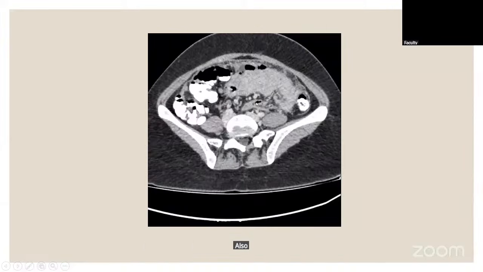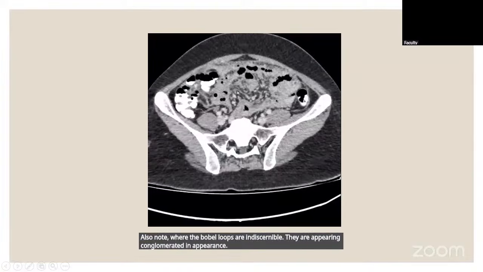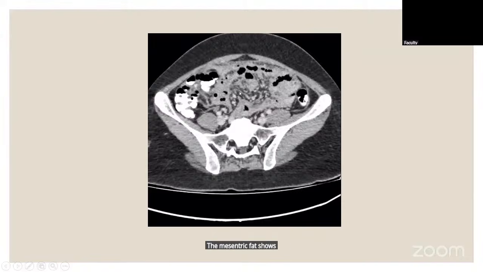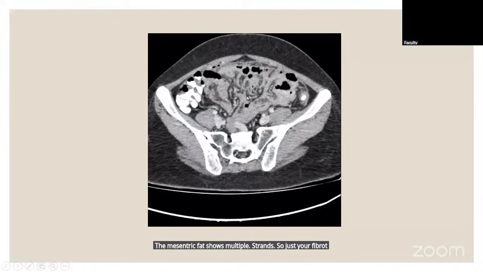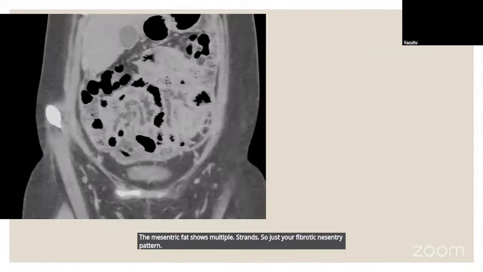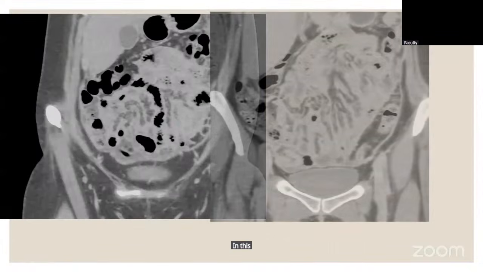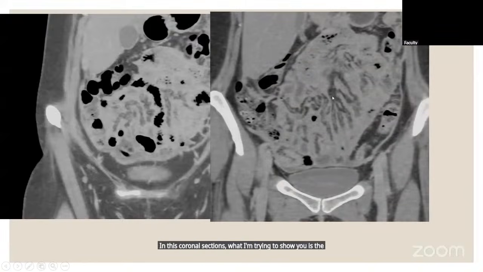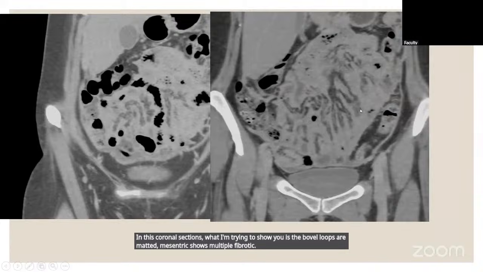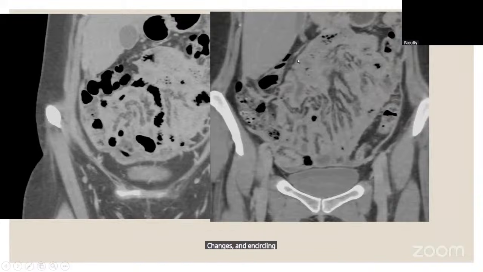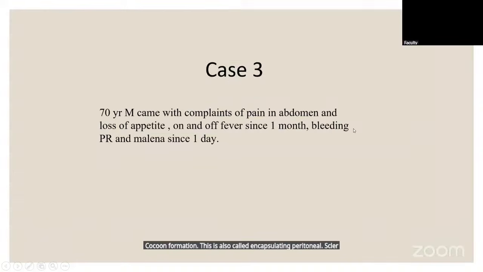Also note that the bowel loops are indiscernible. They appear conglomerated. The mesenteric fat shows multiple strands suggestive of a fibrotic mesentery pattern. In these coronal sections, what I'm trying to show you is that the bowel loops are matted. The mesentery shows multiple fibrotic changes, and encircling this matted bowel is a thick, irregular, enhancing membrane, which is nothing but a cocoon formation. This is also called encapsulating peritoneal sclerosis.